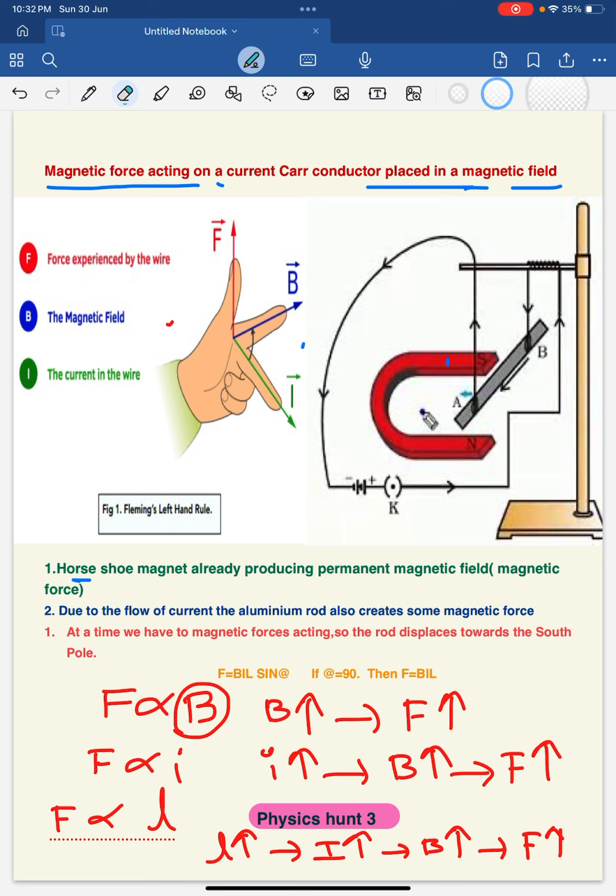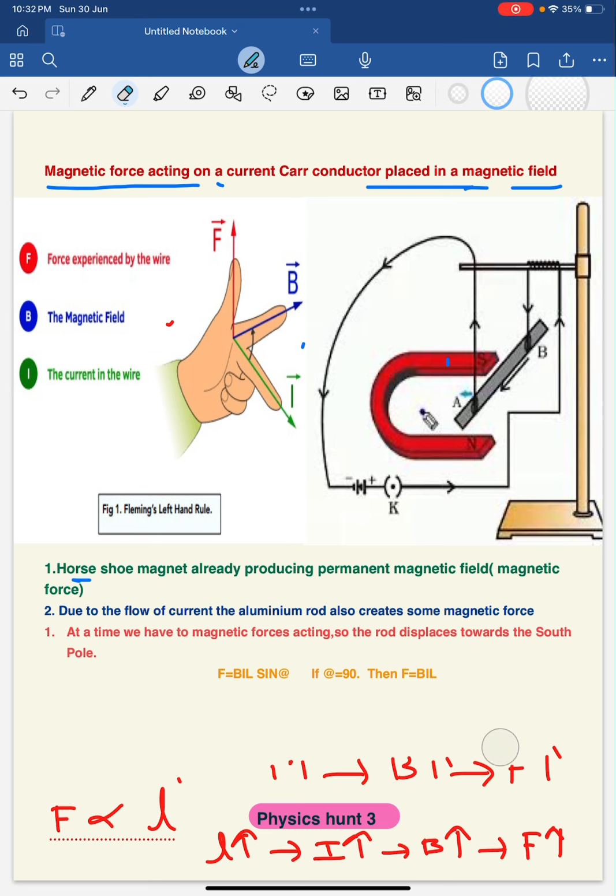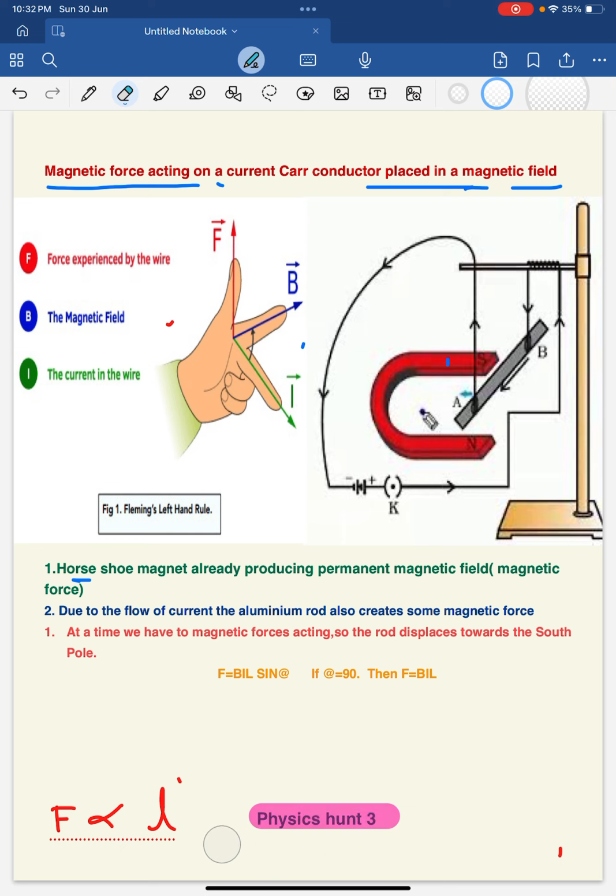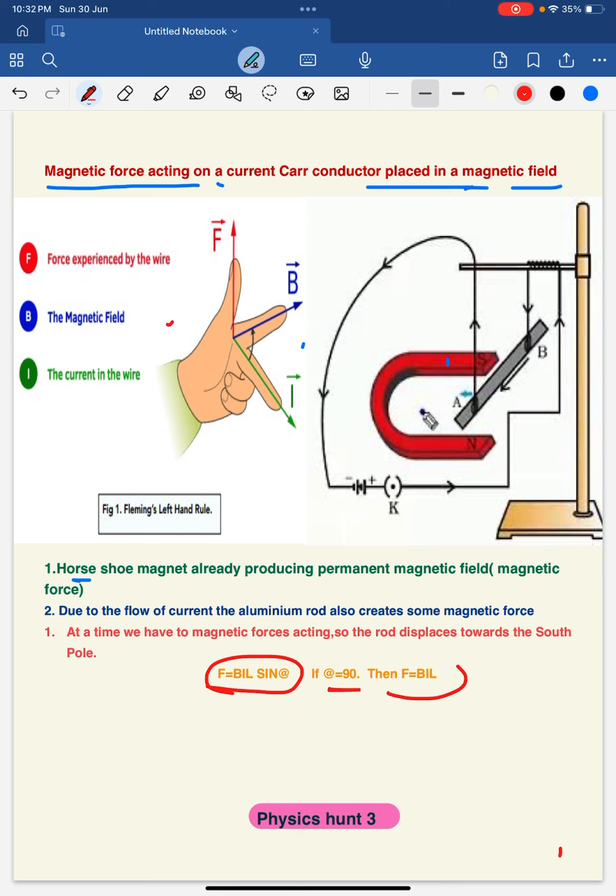Okay, so this magnetic force depends on three components, that is B, I, L into the perpendicular component, sine theta. That's why F is equal to BIL sine theta. Okay, if theta is equal to 90 degrees, sine 90 is 1, therefore F is equal to BIL. Okay, so from this we can calculate the magnetic field also. B is equal to F by I into L.